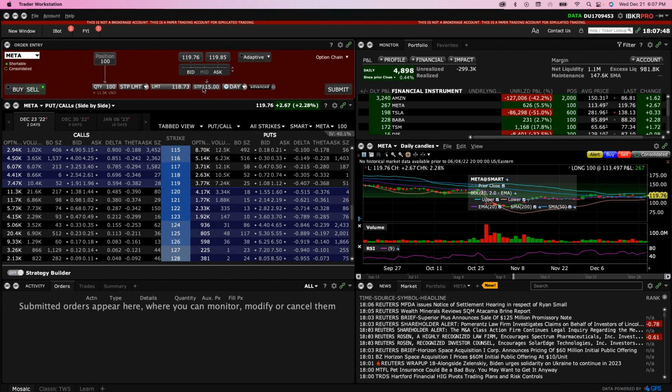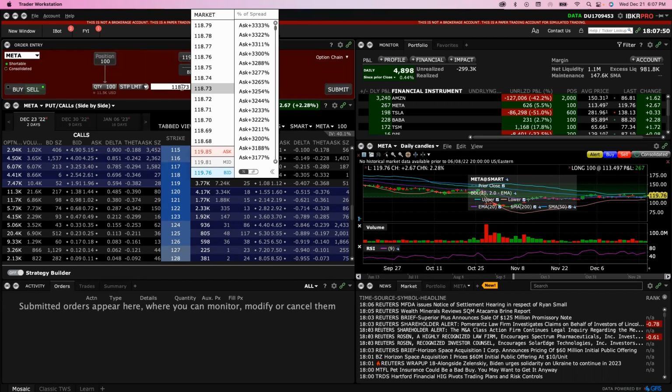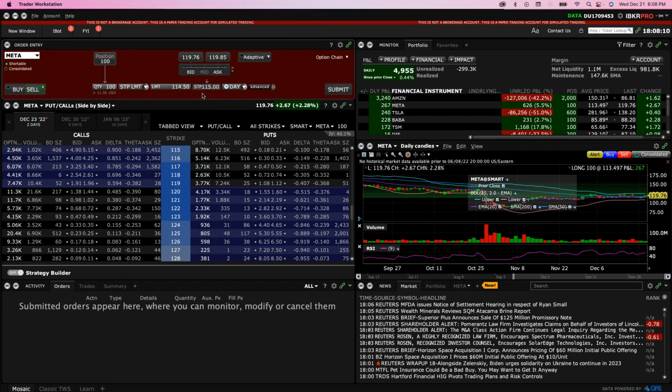When 115 does get hit, we always want to make our limit a little bit less than the stop. Because that means the market's moving in a negative direction, going from 119 down to 115, we have to leave a little bit of buffer room. If we leave a little bit of a buffer, let's say 114.5, it's saying that if Meta hits 115, a stop limit order will be triggered.